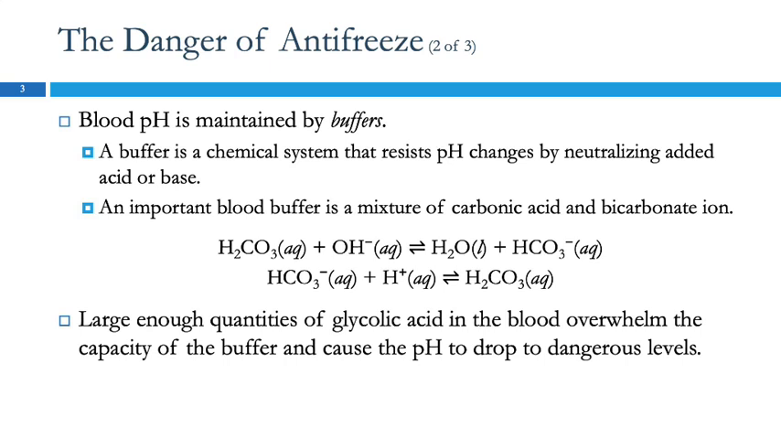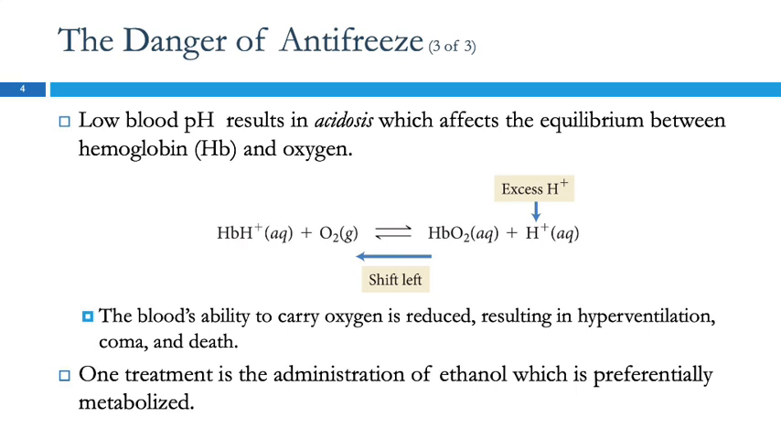And you've probably heard of something called ketoacidosis. That is also your blood becoming too acidic, and that can kill you. Yes, here it is. I didn't read ahead. So acidosis, low blood pH. This affects the equilibrium between hemoglobin and oxygen.